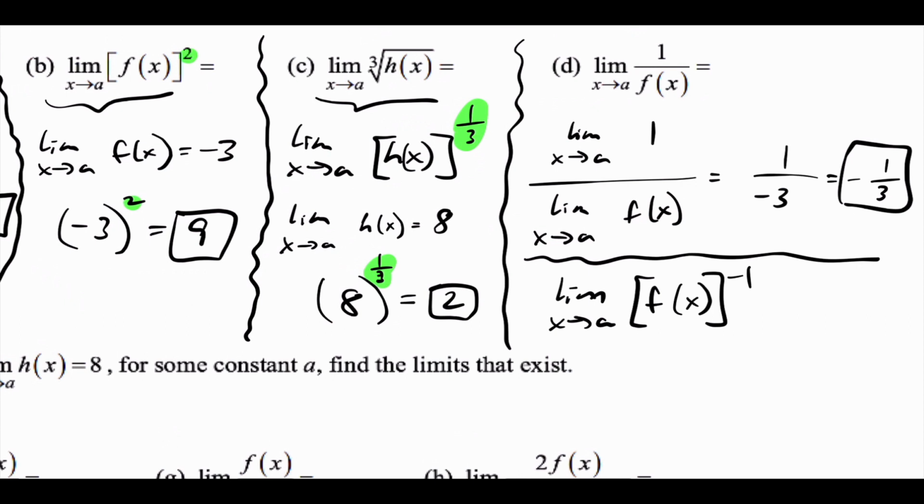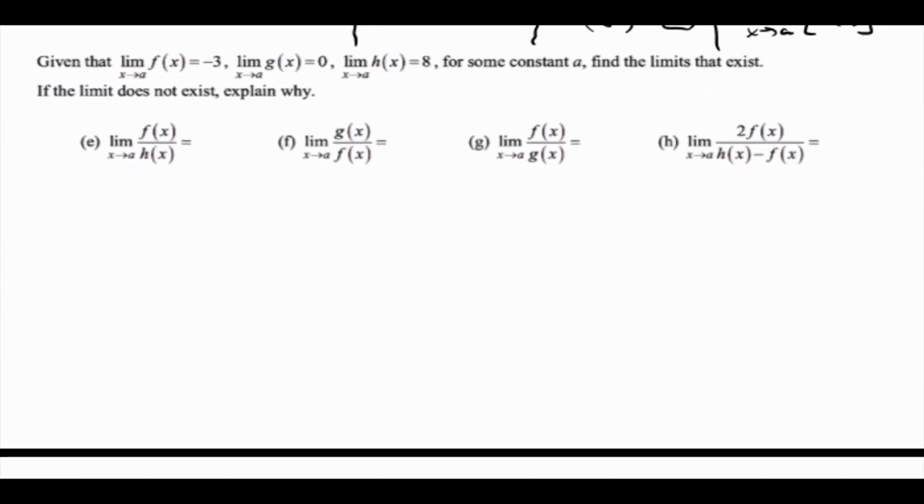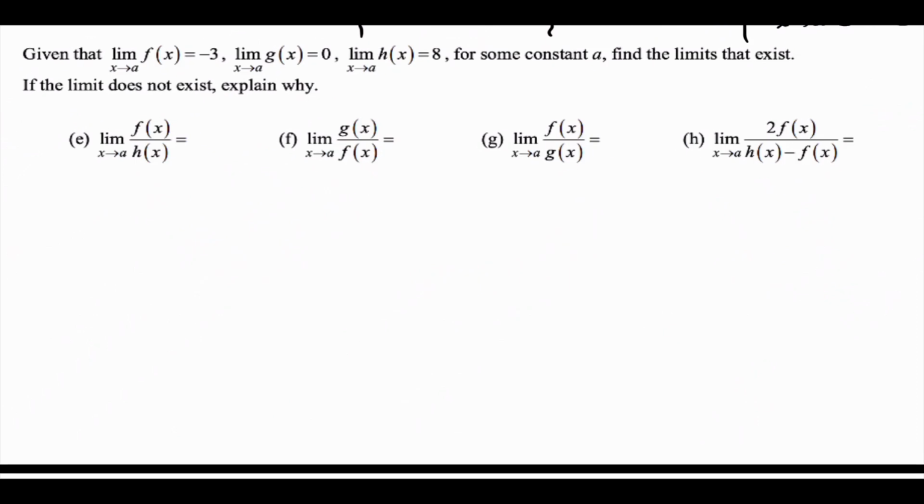Okay, so let's look at, let's see here. Okay, so what I want you to do is I want you to do E, F, and G. We'll do H together. Do E, F, and G. So if the limit doesn't exist, explain why you can't do it.